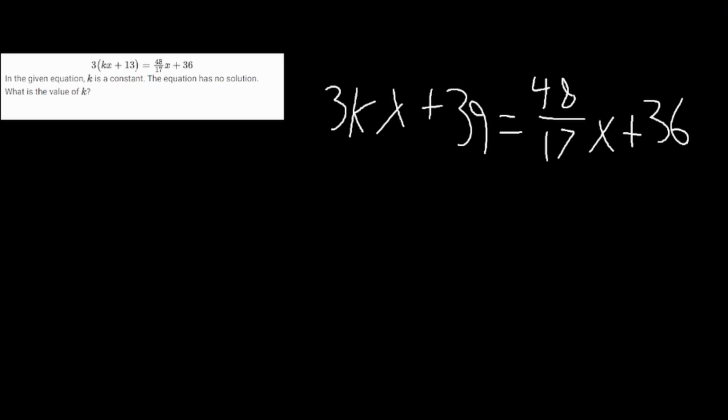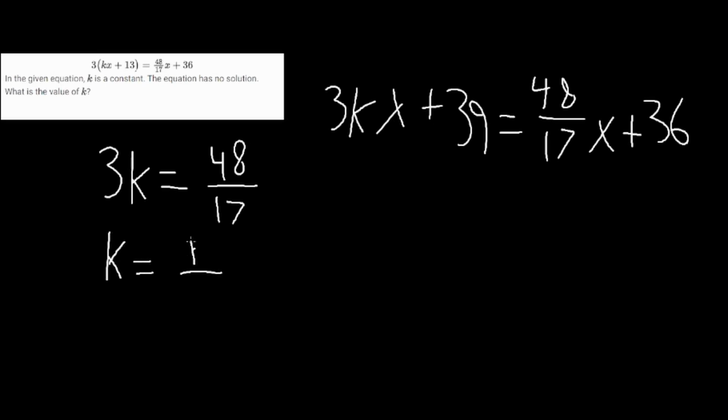So that's already fulfilled. What we need now is for the coefficients of x to be equal to each other, for there to be no solution. So let's set 3k equal to 48 over 17. Now if you divide both sides by 3, you get k equals 48 over, I believe, 51, which will then simplify to 16 divided by 17.